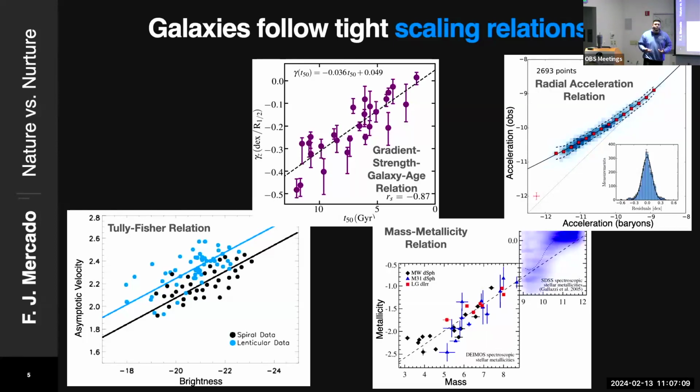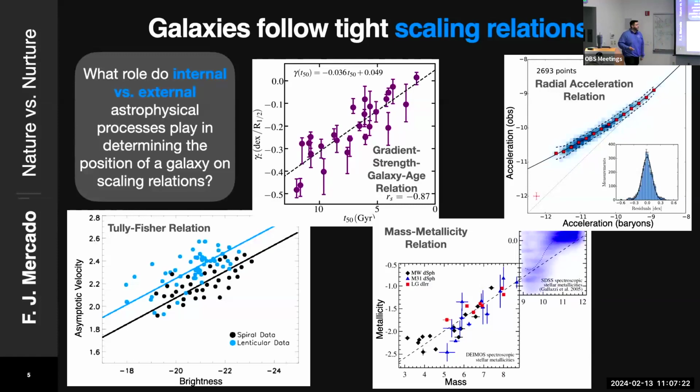And so the big question that I'd like to answer really, or the question that I'm asking is how do internal versus external processes really shape galactic interiors in such a way that they fall on different regions of these scaling relations? So the question here is what role do internal versus external processes play in determining the position of a given galaxy on these scaling relations?